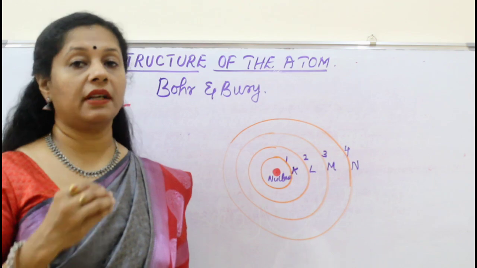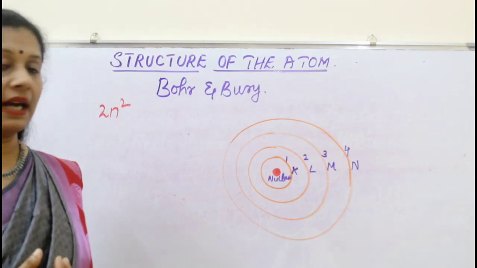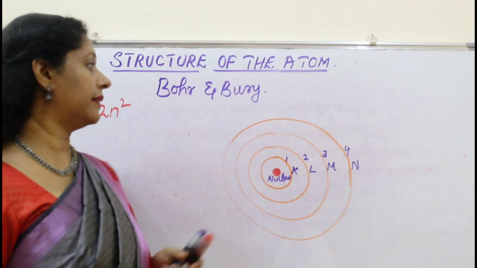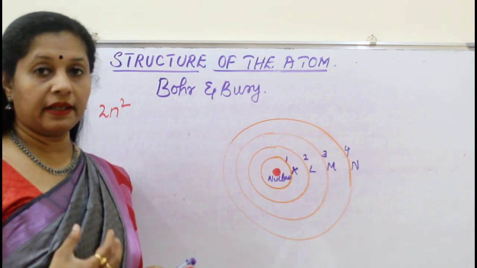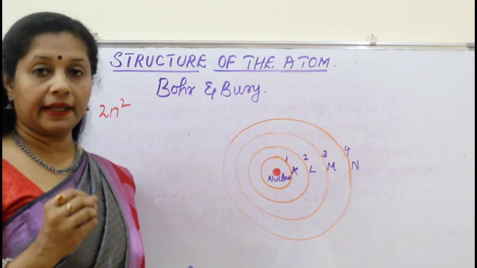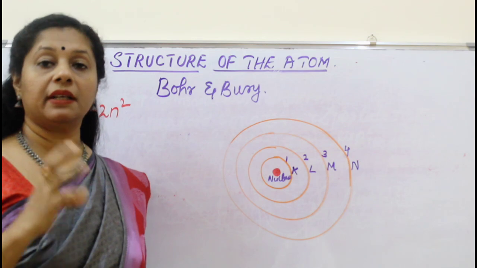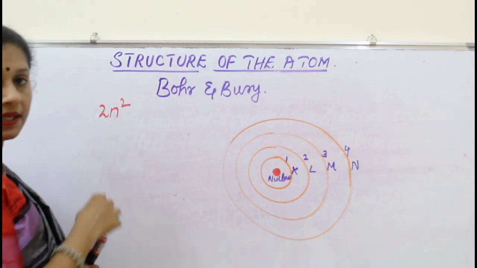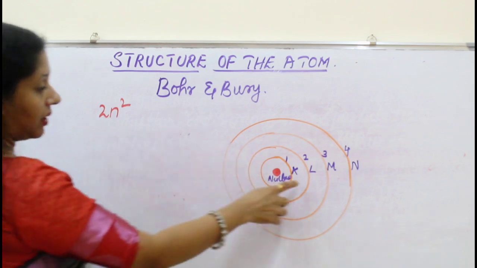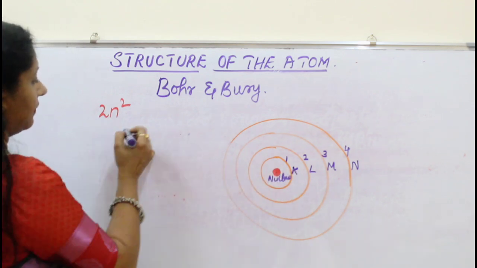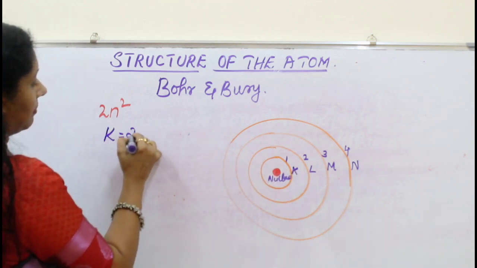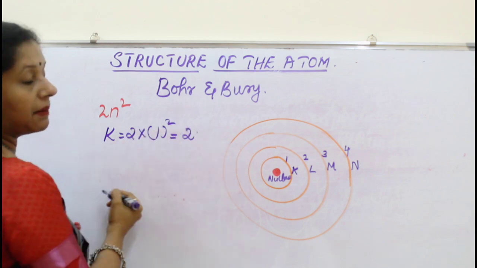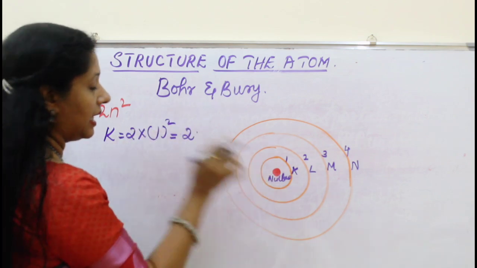Distribution of electrons in different orbits of the atom was described by Bohr and Bury, another scientist. They both proposed certain rules. They found that the number of electrons present in each orbit is a fixed number. To find that out, there is an equation they proposed, that is 2n square, where n is the number of the shell. So for the first shell, the K shell, what will be the number? 2 into 1 square. So 2 is the maximum number of electrons that can come in the K shell.